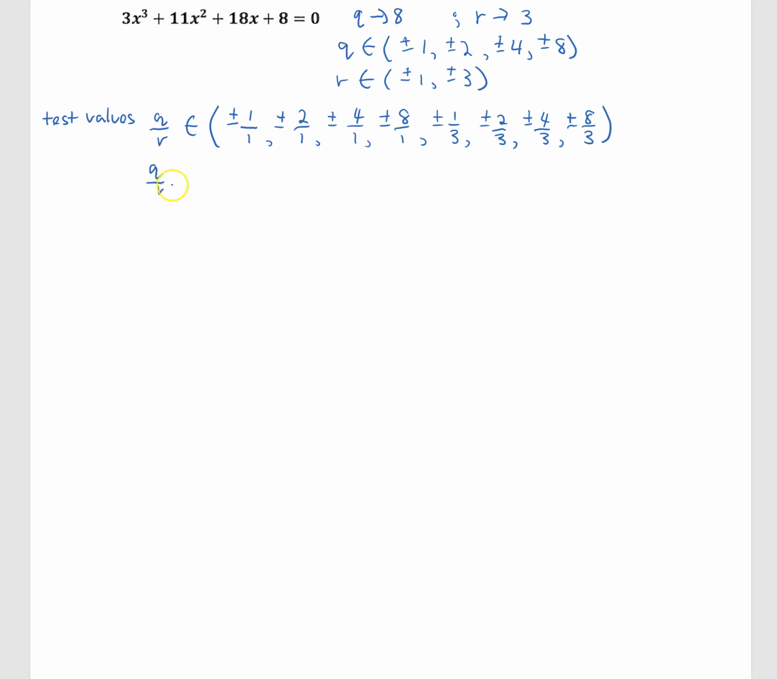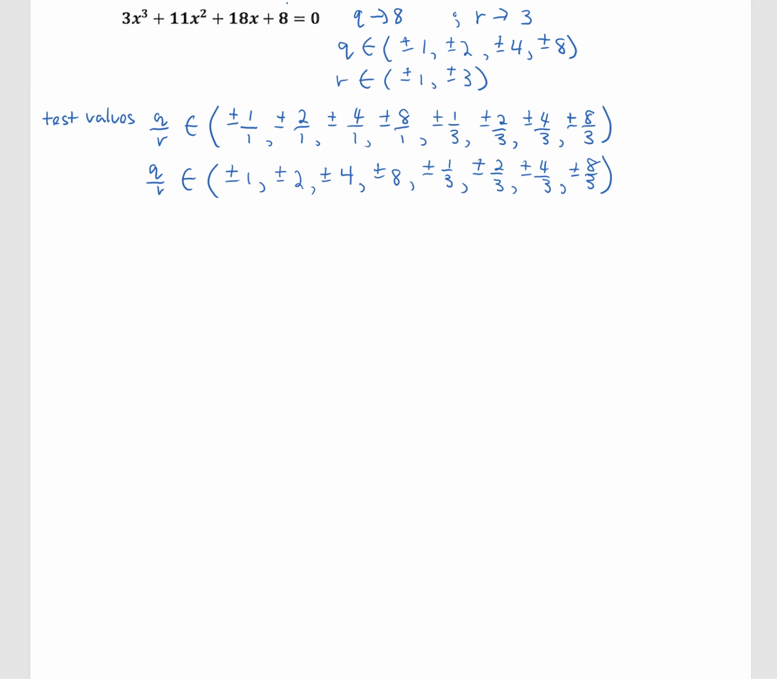And so these values can be simplified down a bit. We do that, we get plus or minus 1, plus or minus 2, plus or minus 4, plus or minus 8, and these all stay the same. All right, so this is quite a big set of test values, but we know that one of these will give us, or should give us, a factor of this equation.